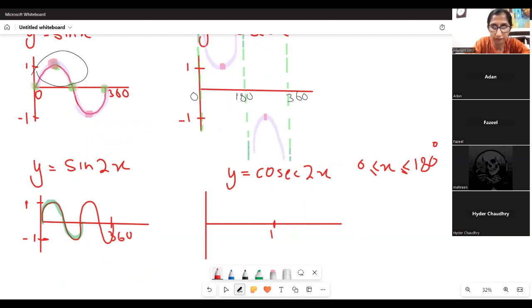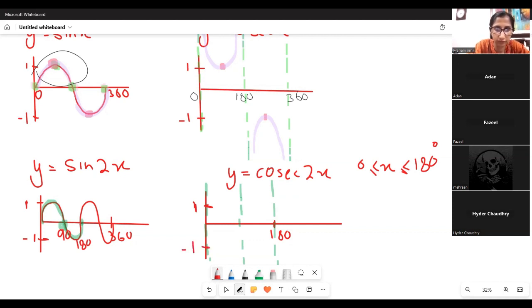We will have an asymptote at 0. So an asymptote here, another asymptote here, and another asymptote here. So there is an asymptote at 180 and one at 90 as well, between 180 and 0. So this is 90 and that's 180. Okay. And then again 1 stays 1 and -1 stays -1.